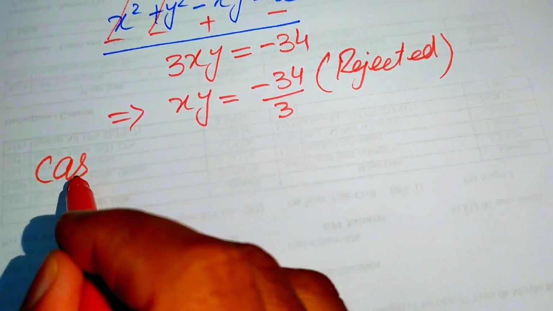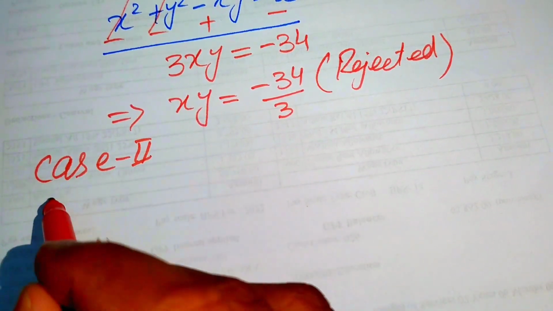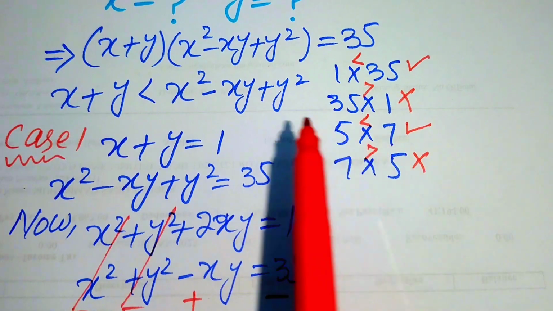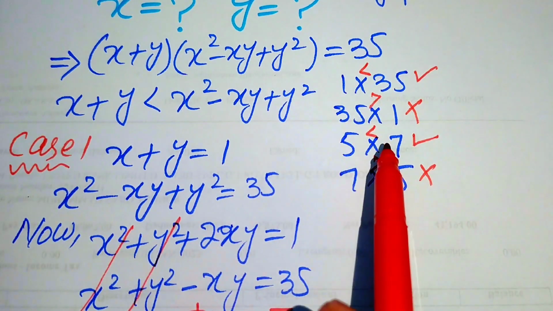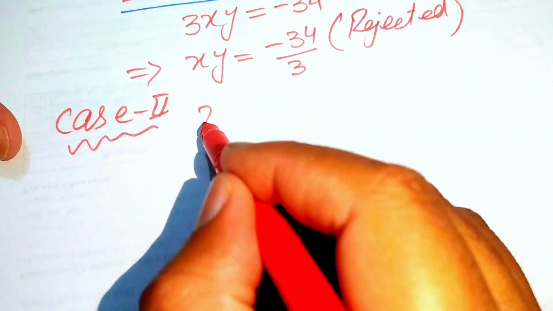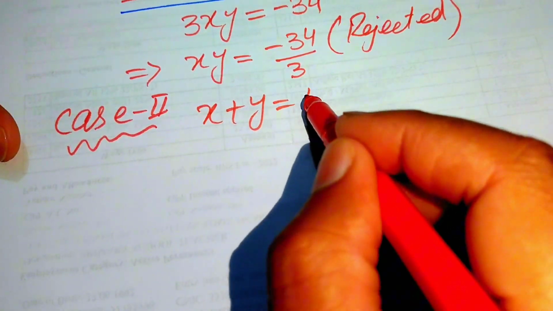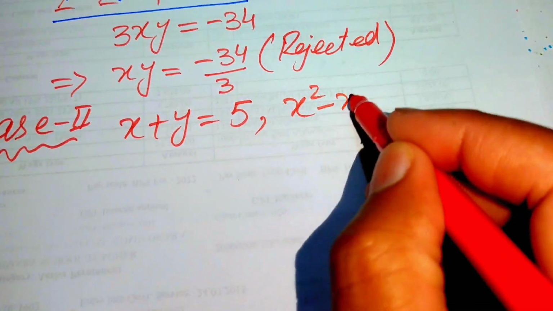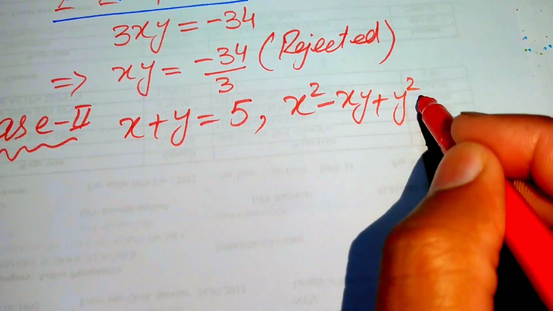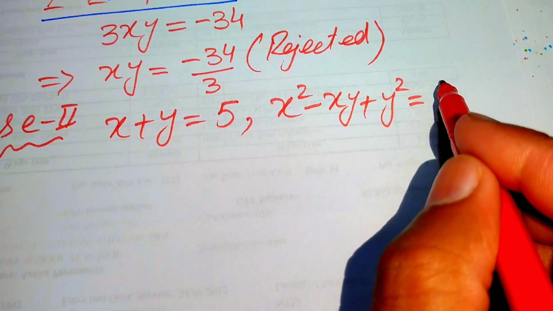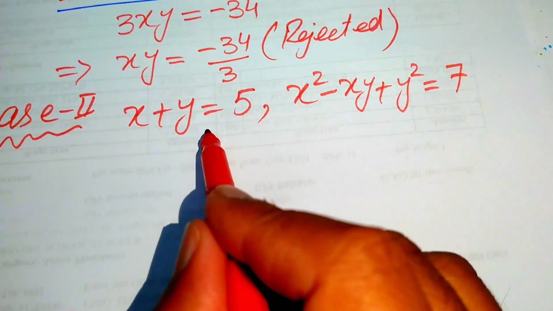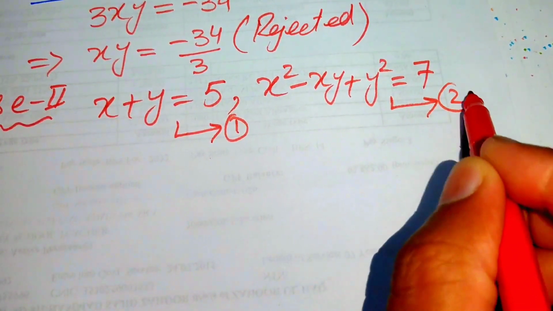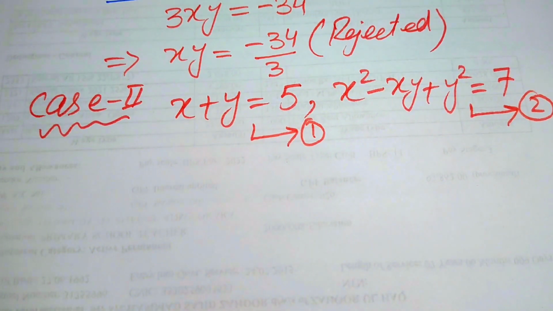So here we first write the case number 2. In case number 2 we have the second possibility, 5 times 7, and now we compare the left hand side with 5 and 7, and we get x plus y equals 5, and x squared minus xy plus y squared equals 7. Here we call this equation number 1, and we call this equation number 2. And now we solve these two equations simultaneously.